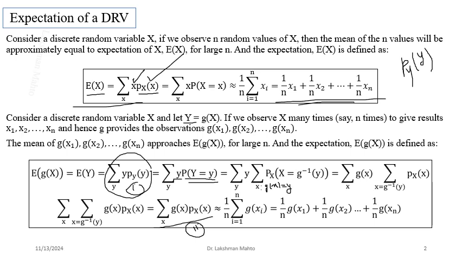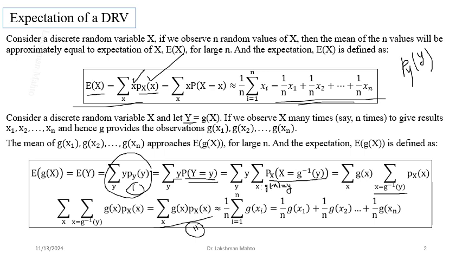So simply what would this one be? This becomes small p of x, where x is the inverse image of y, which I have written here. And y, I have written in terms of x. Y is the image of x. So we have written y as g of x.